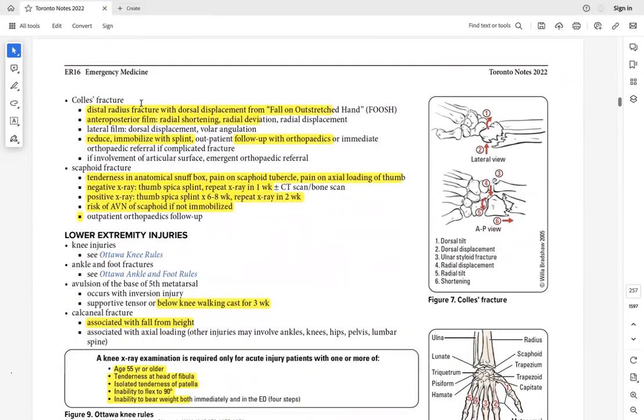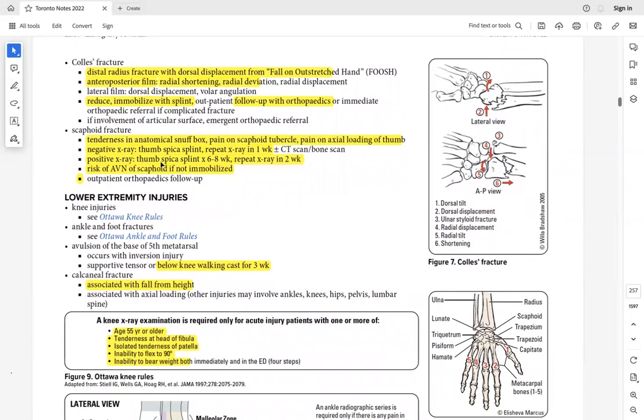Colles fracture. It is a patient coming to you with a fall on an outstretched hand, maybe an old lady. She fell on her hand, and now she's having pain in the arm. On the X-ray, what will we find? We will find a fracture of the distal radius. What do we do? Reduce, immobilize with a splint, and follow up with orthopedics.